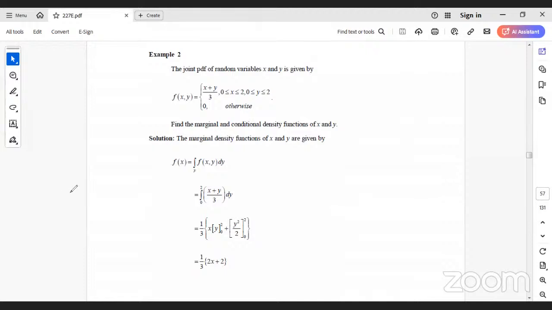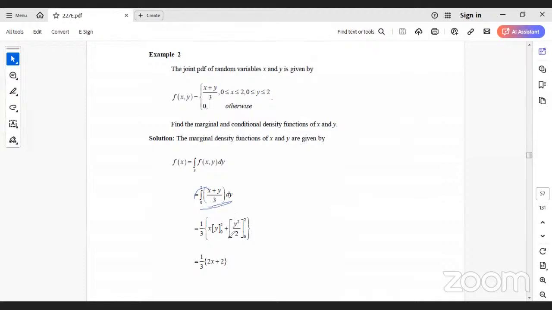See here, (x + y)/3, x is the constant. I'm taking the output here. Integration of y dy is y squared by 2, from 0 to 2, here I'm taking. But here it is x, y, so I'm multiplying here. That is the same y dy I'm applying here.